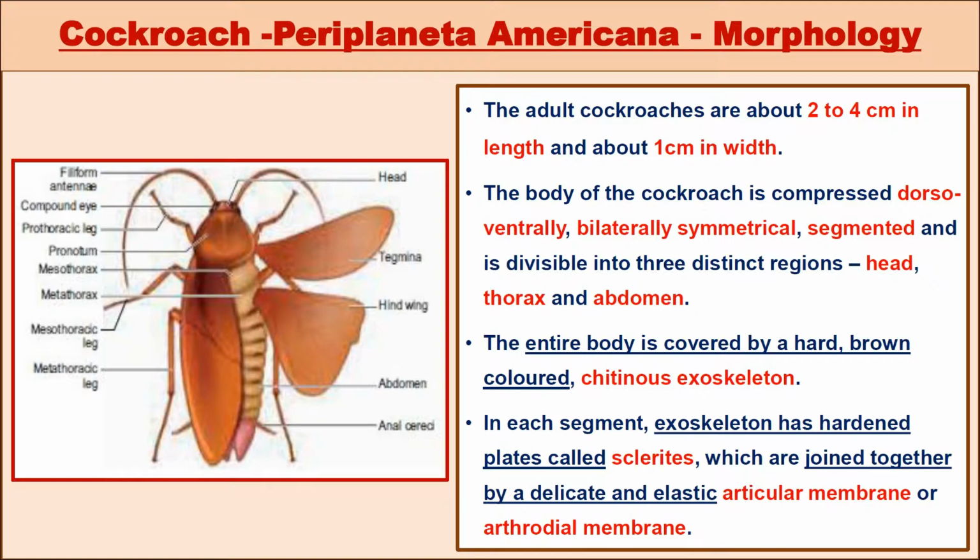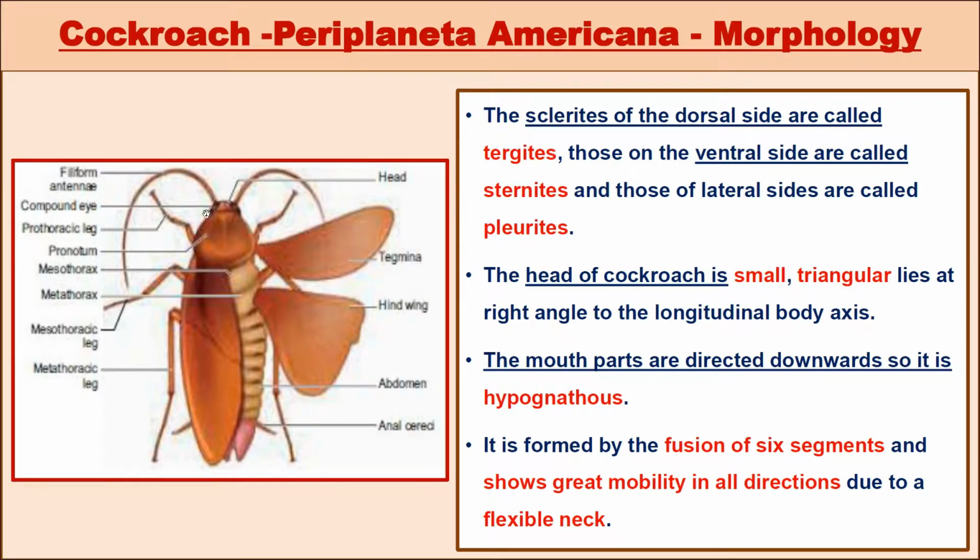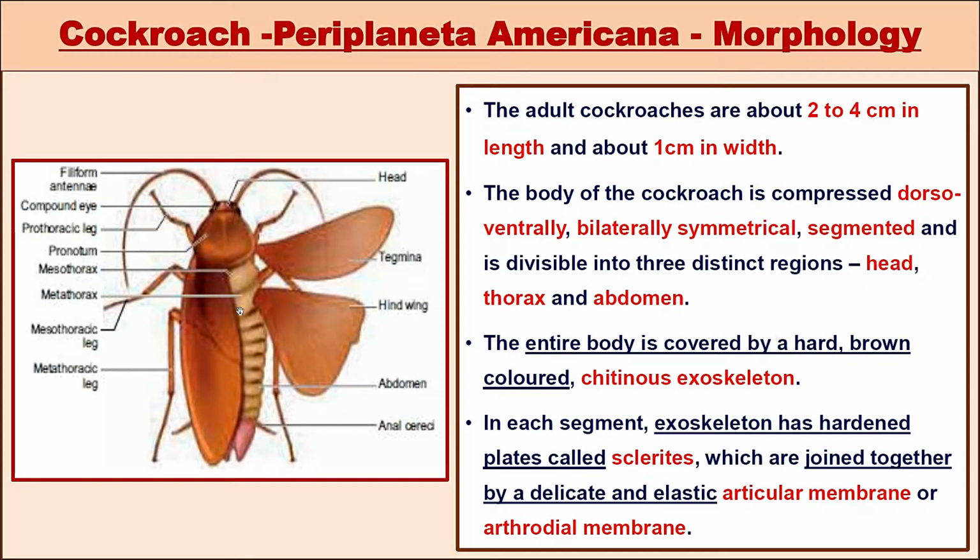An adult cockroach measures about 2 to 4 centimeters in length and 1 centimeter in width. The body of the organism is dorso-ventrally compressed. It is bilaterally symmetrical. It has a segmented body. You can see the segments when you remove the wings from its body. And the body is divisible into head, thorax and abdomen.